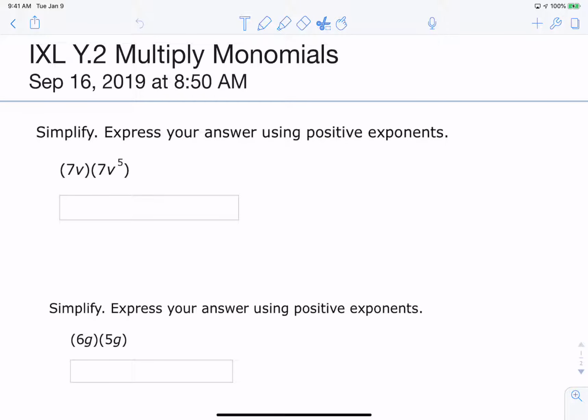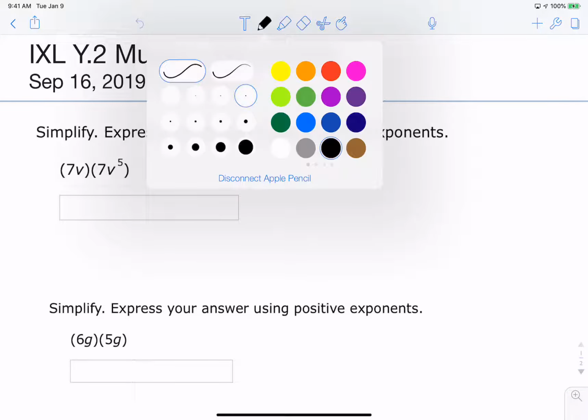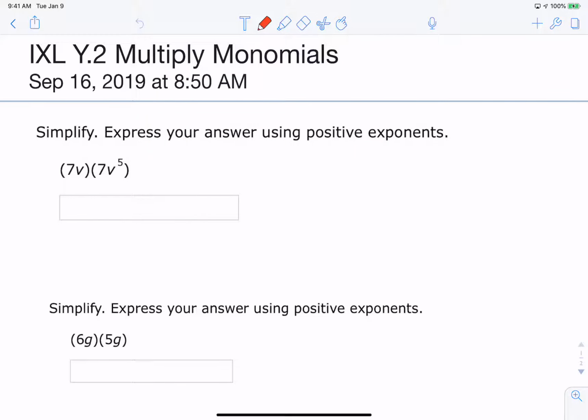All right, so this is going to hopefully help you with Y.2 for IXL, so multiplying monomials. First thing here, we need to recognize that in between the two parentheses sets, there's no sign, which means that's multiplication. So we're going to multiply our numbers, so 7 times 7 would give us 49.